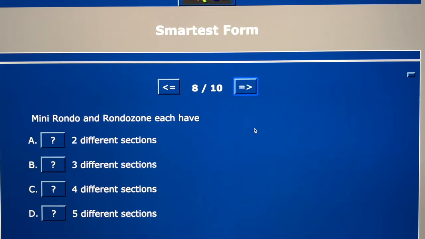Question number 8. Mini rondo and rondo zone each have 2 different sections, 3 different sections, 4 different sections, or 5 different sections? Think of the letters and the colours.